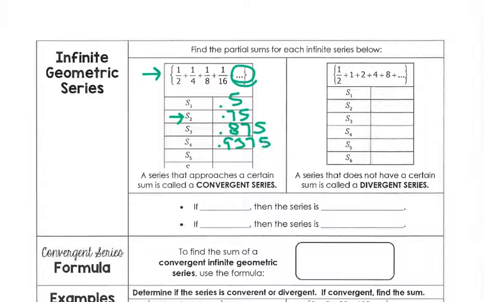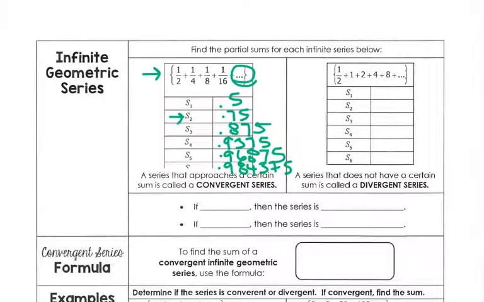And then 0.9375. I know this is tight. This table is really small. And then 0.96875. So we just keep adding. This last one here, S sub 6, is 0.984375. So these numbers are getting bigger, but the amount they're increasing by each time is getting smaller and smaller.